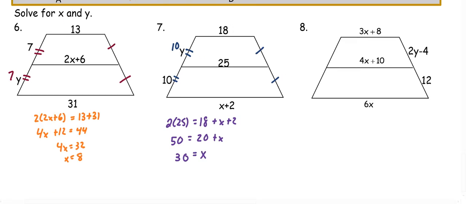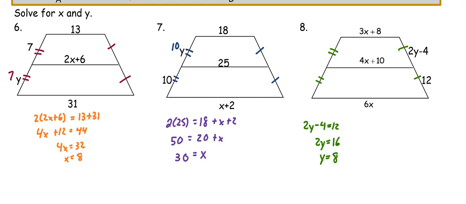In number 8, remember that a mid-segment of a trapezoid splits our leg into two congruent parts. So to solve for y, these are congruent, 2y minus 4 and 12. So 2y minus 4 equals 12. I'm going to add 4 to both sides, so 2y equals 16. Divide, so y is 8.